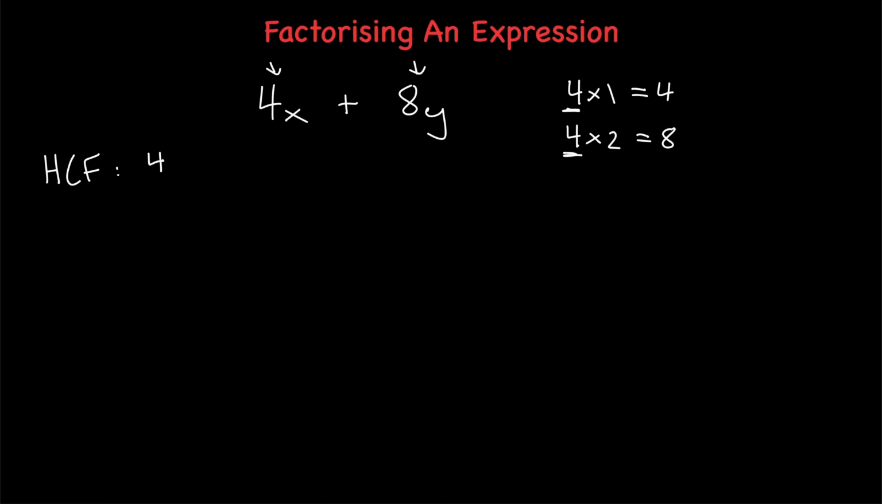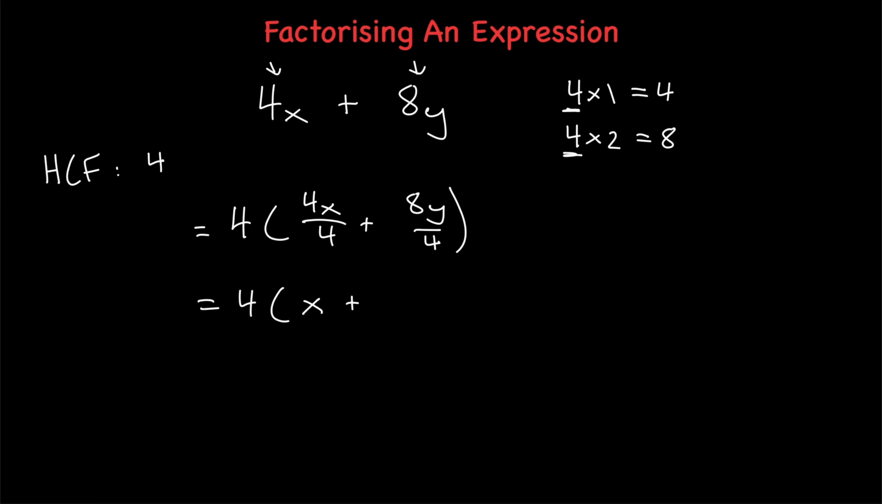And so then, rewriting the expression, 4 outside of the brackets, and then we divide each term by the highest common factor. We then have 4 outside of 4x divided by 4 is just x, plus 8y divided by 4. 8 divided by 4 is 2, so then we have just 2y. And that is the factorized form. And we can confirm that by multiplying and expanding out these brackets.